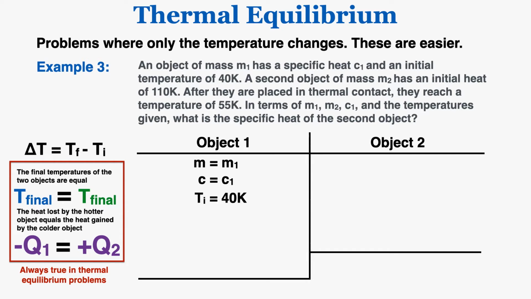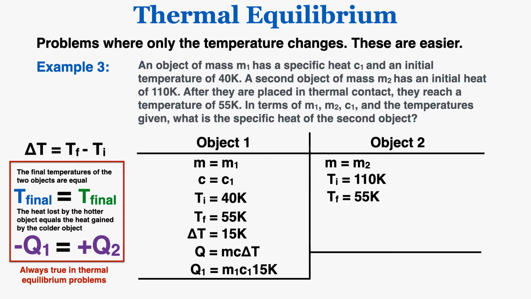So this is the information I have about object 1. I can see that the change in temperature is positive 15 Kelvin. Plugging that into Q equals mc delta T gets me this. Object 2, this is the information I have about it, so I can see that that change in temperature is negative 55 Kelvin. So this is what I get when I plug that into Q equals mc delta T.